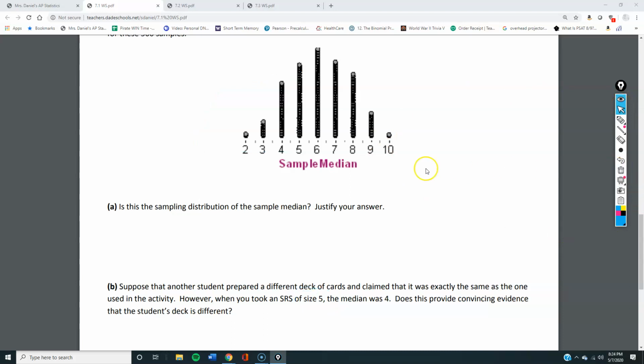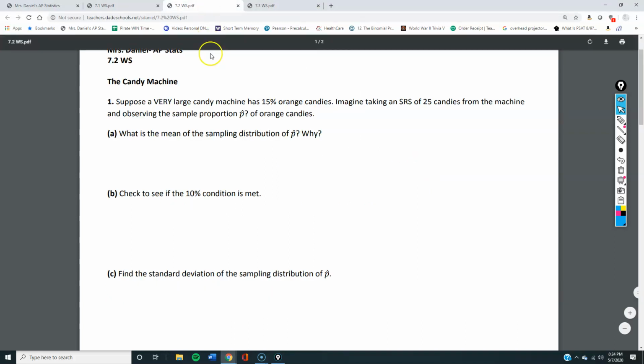Okay, we're going to go over this more when we actually do the fun stuff. All right, so let's look at 7.2.